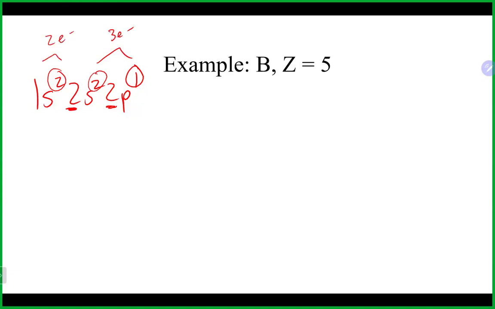By the way, if you count up the top numbers, that also gives you the total number of electrons that you put in there, which would be 5 in this case. So if you count the top numbers, that'll get you your total number of electrons.